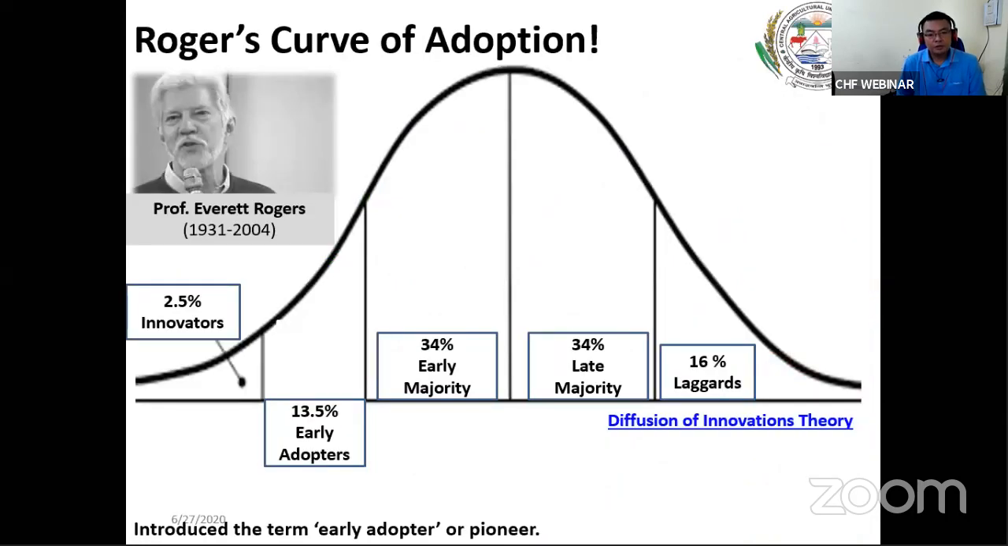Let us recall one of the very famous curves in business, on adoption or acceptance. Professor Everett Rogers was the one who introduced the early adopters or the pioneers. The concept says in every population, there are only 2.5% who are innovators, who are always creative in nature, who come up with some new ideas now and then. Those ideas are accepted by the first 13.5%. These are called early adopters. How can we derive something that can benefit the agripreneurs? Let us see in the next slide.